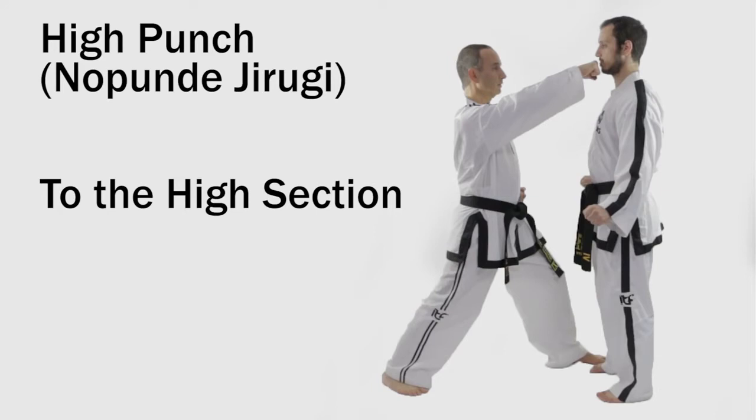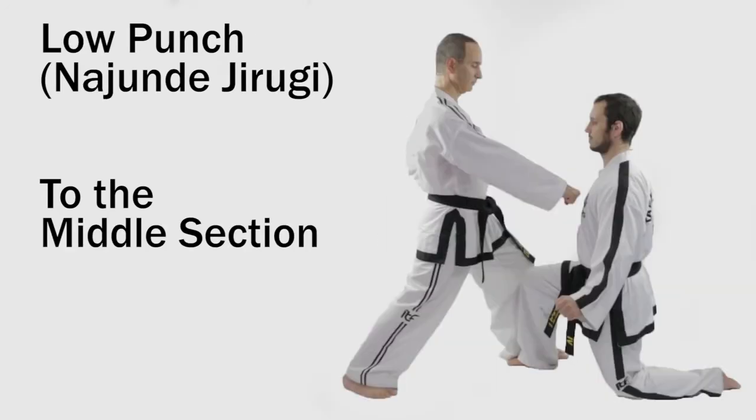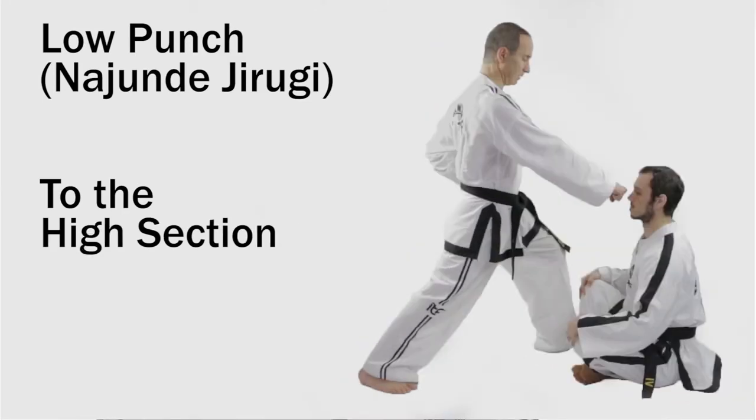Specifying an attack as high, middle and low doesn't actually give you a good indication of which section of the body you're aiming for. So for example, a high punch could be aiming for the high section, middle section or even low section. It depends on the height of the opponent and whether they're standing, sitting or kneeling down. So here are some examples. Here is a high punch aiming for the high section or the middle section, and here is a low punch aiming for the middle section or the high section.